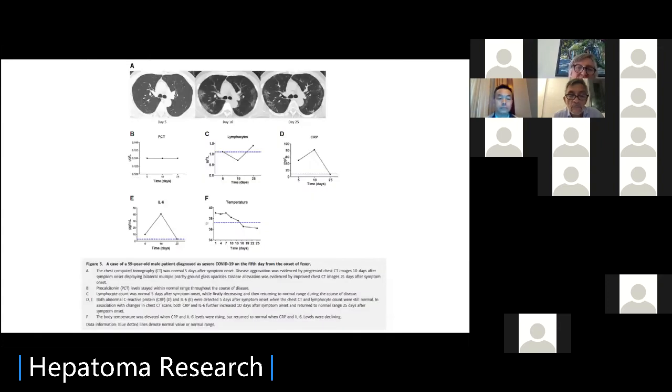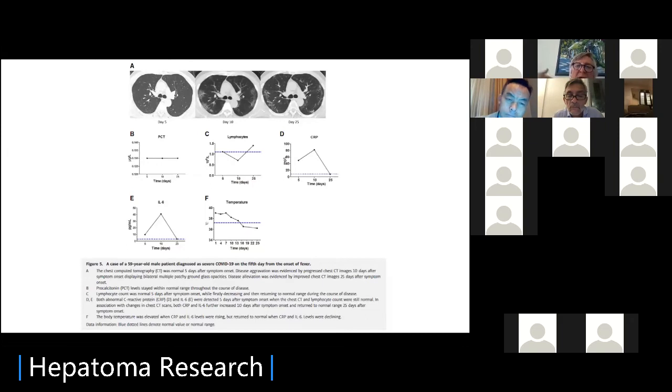On the other hand, we have the acute phase proteins like CRP, and it may not be necessary to measure IL-6, which may be expensive. As you see here, this patient was quite healthy at the beginning, developed infiltrates in the lung, and at the same time point CRP was elevated, but then the infiltration disappeared and the CRP level decreased. Next slide.